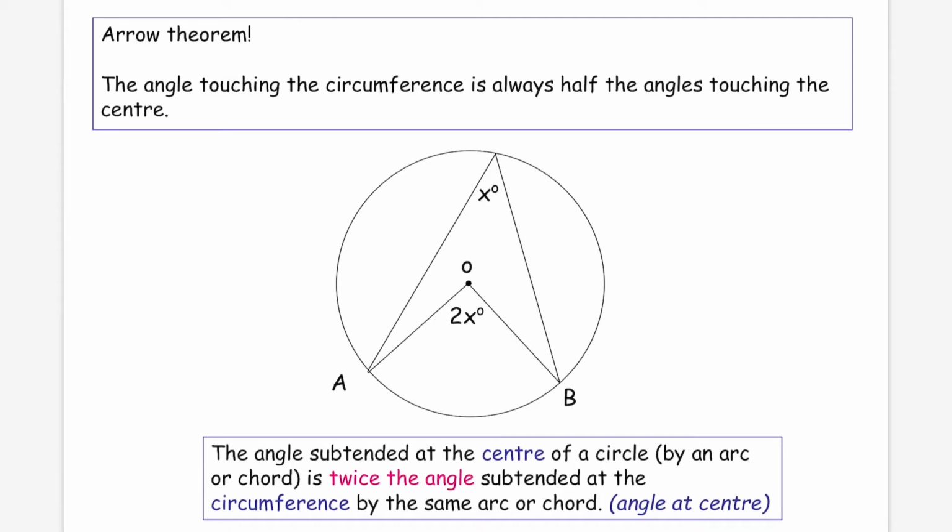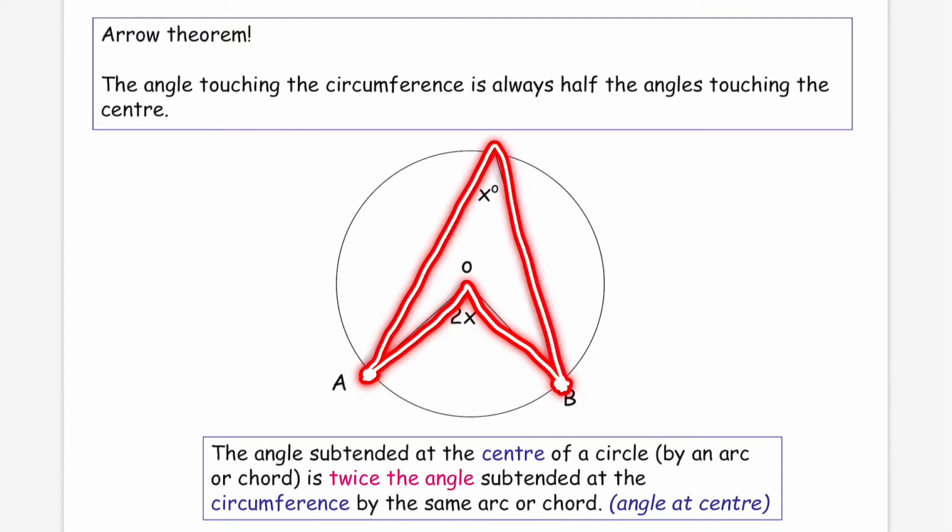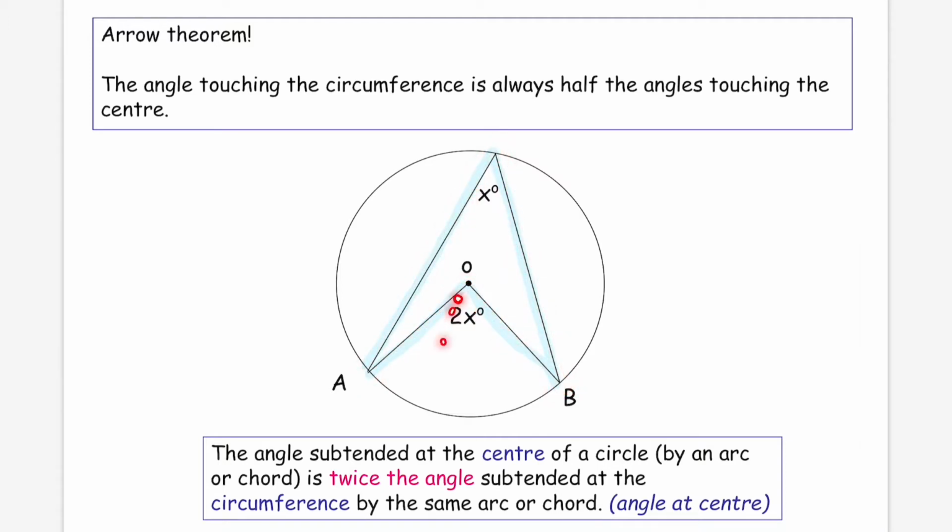The next circle theorem that we're going to look at is the arrow theorem. And the reason we call it the arrow theorem is because we get this shape that looks a little bit like an arrow that's formed. So it's where you take any 2 points on the edge of the circle, for example A and B, and we join them together as an angle at the centre, and we join them together as an angle at the circumference. And when this happens, the angle at the centre is double the angle at the circumference.